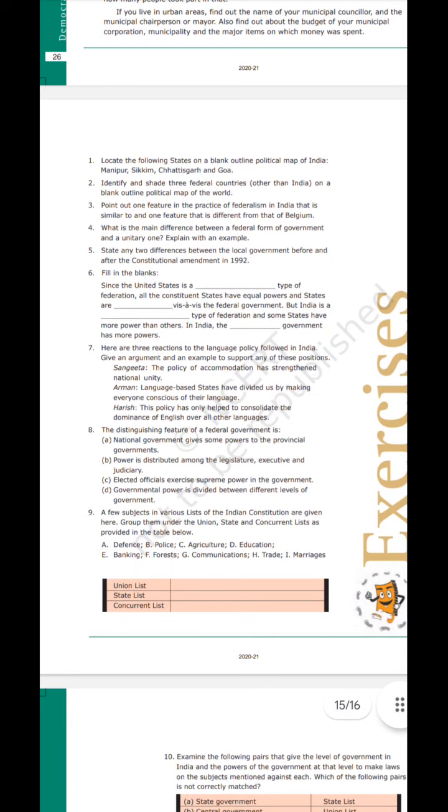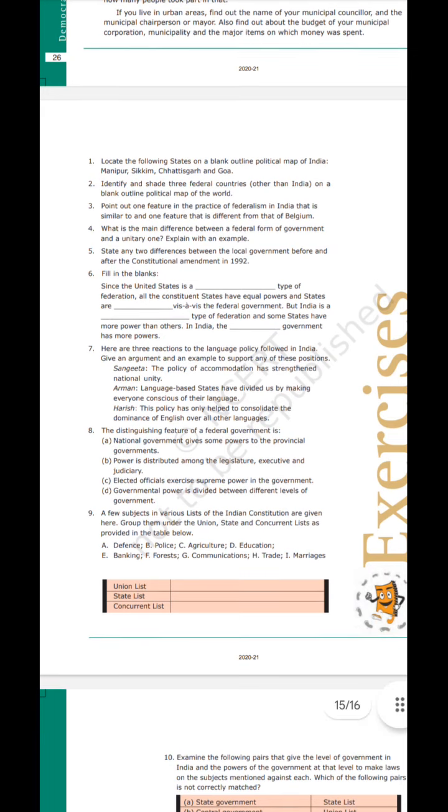Exercises. Look at the following states on a blank outline political map of India: Manipur, Sikkim, Chhattisgarh, and Goa. Identify and share three federal countries other than India on a blank outline political map of the world. Point out one feature in the practice of federalism in India that is similar to and one feature that is different from that of Belgium. What is the main difference between a federal form of government and a unitary one? Explain with an example. State any two differences between the local government before and after the constitutional amendment in 1992.